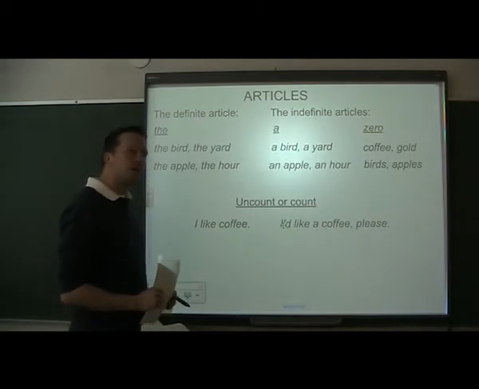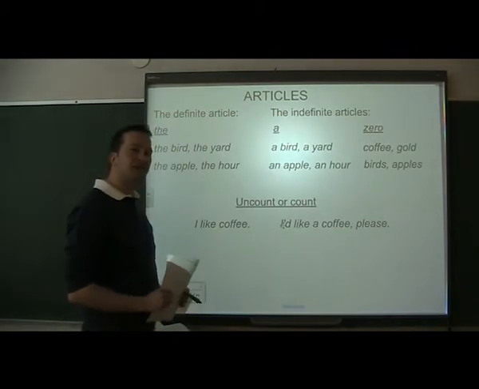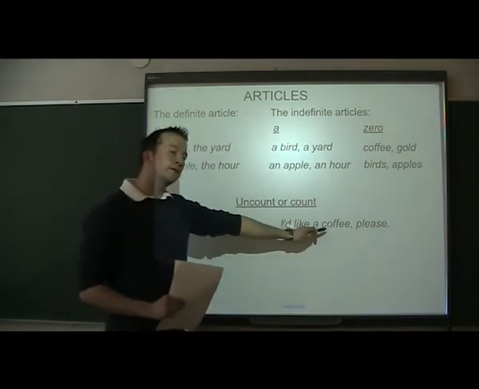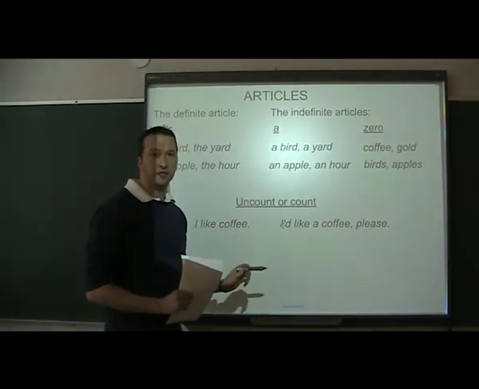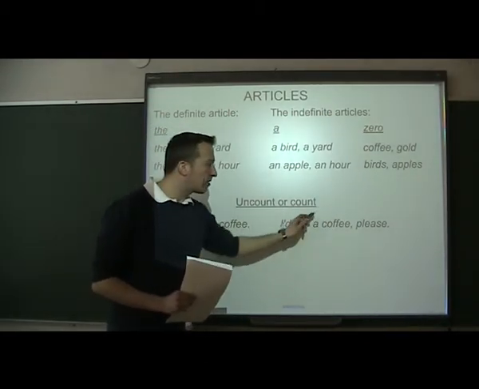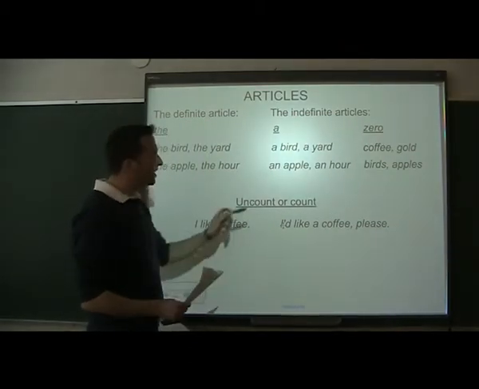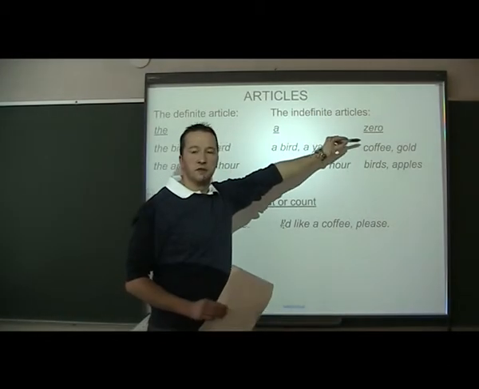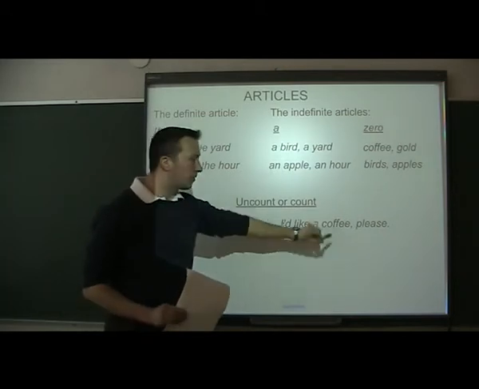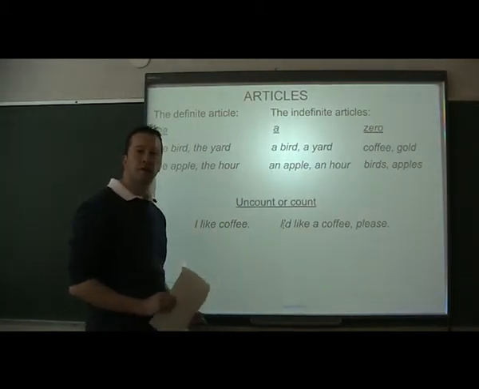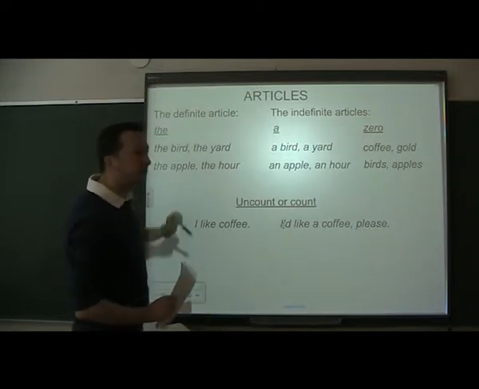But in I'd like a coffee, please, the same word is treated as a count, because here it refers to a unit of that substance. A coffee means 1 cup of coffee. So we can have count nouns, mass nouns, both as uncount or as count, depending on the circumstances. Now let's have a closer look at the definite article.